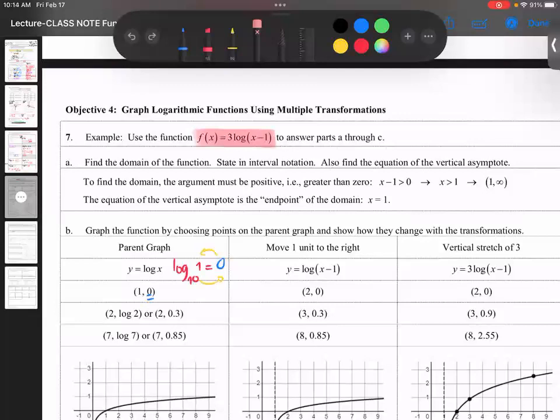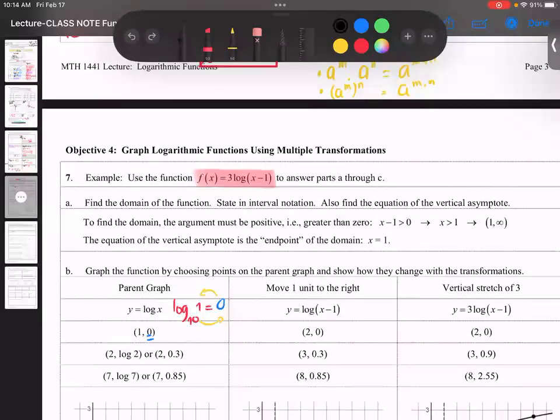Right, right. FYI, I gotta tell you the general form for log. Y equal a times log of x minus h plus k.